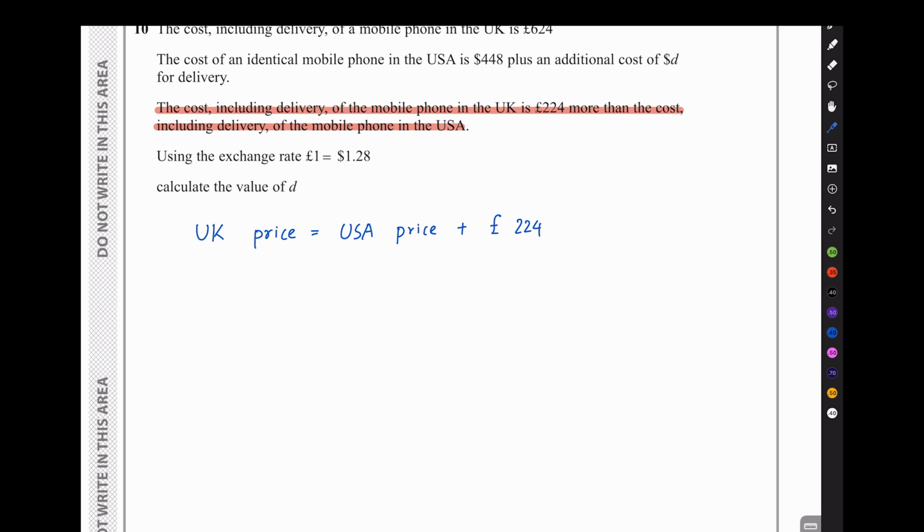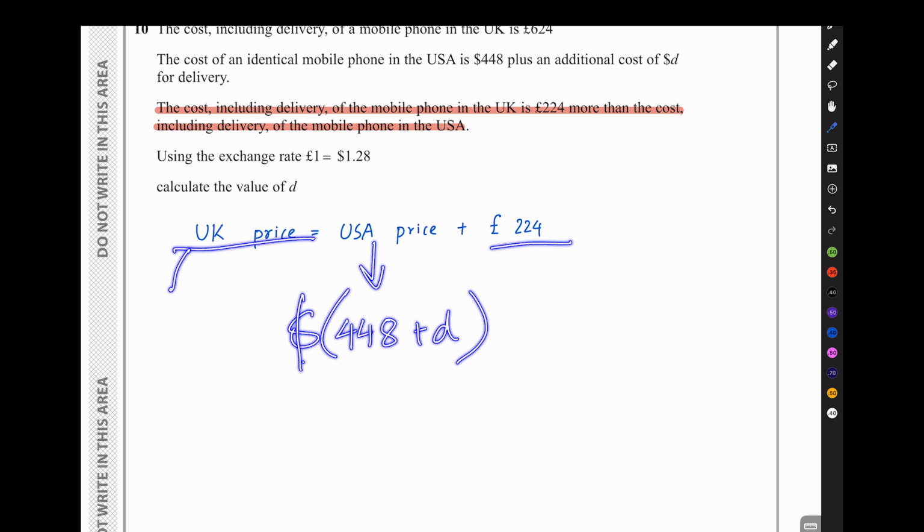Our target is the USA price, which is basically 48 plus T. But this entire thing is in dollars, and these numbers are in pounds. I think it's going to be easier if we convert everything to dollars, because otherwise we have to convert this weird number to pounds, which is going to be kind of messy, and I wouldn't like it. That's why I'm trying to convert these to pounds.